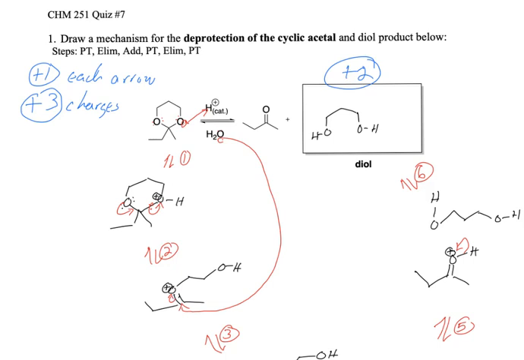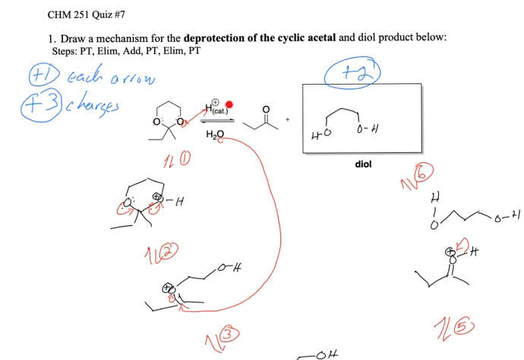Okay, so quiz 7. Mechanism, deprotection of cyclic acetal. This is the one in acidic conditions, right? First steps are given: proton transfer, elimination, addition, proton transfer, elimination, proton transfer. So acidic conditions, so it has to always have a plus charge. Should not have any minus charges in this one.